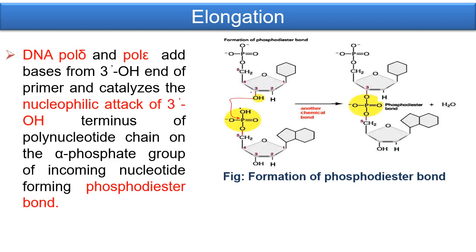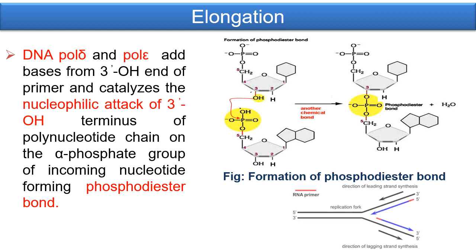Now DNA polymerase delta and epsilon will add bases from 3' hydroxyl end of primer. Here in this diagram, the red color marked here is the primer that is added from 5' to 3' direction. This is the primer in another strand. The DNA polymerase delta and epsilon will extend this 3' end of the primer to form new polynucleotide chains. Now the DNA polymerase delta and epsilon catalyze the nucleophilic attack of 3' hydroxyl terminus of already present nucleotide on the alpha phosphate group of incoming nucleotide, forming phosphodiester bond.